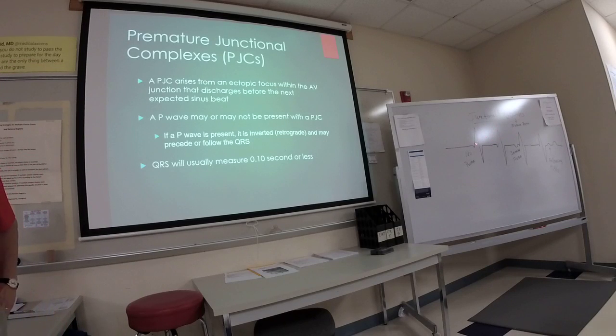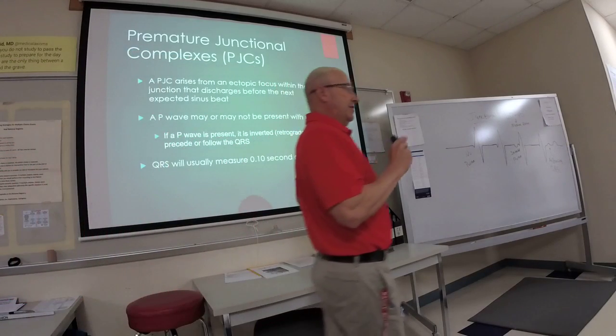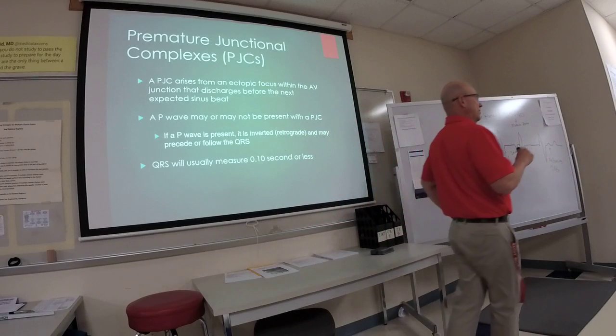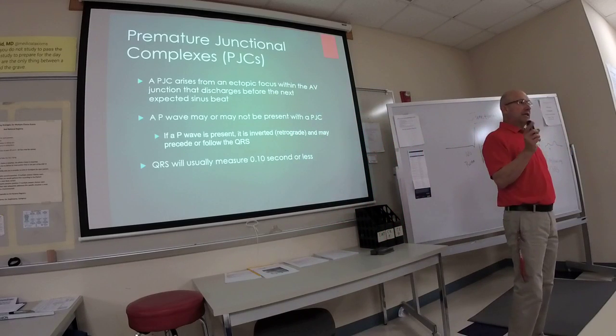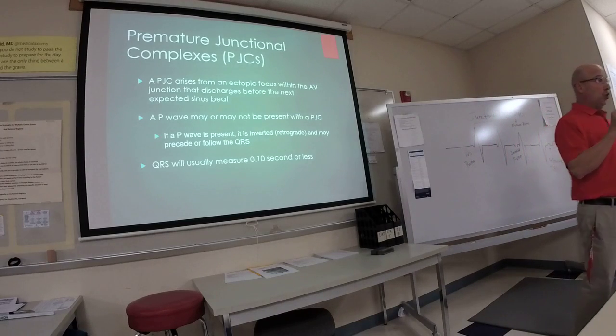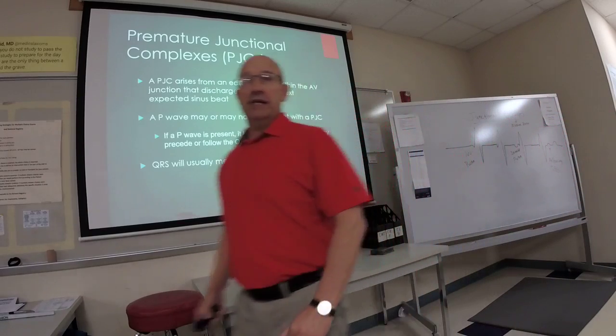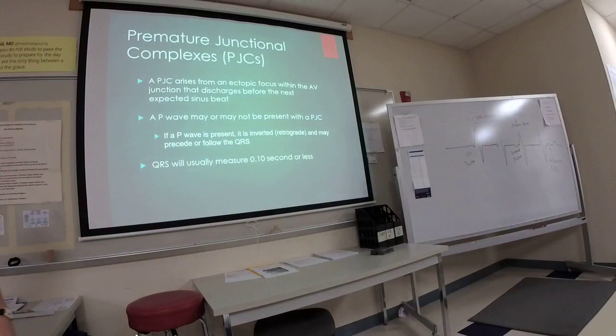So you can identify this as junctional because there's no P wave. Remember, a P wave signifies what? SA node depolarization, or atrial depolarization. You're correct with that. There's a different term. So atrial depolarization or SA node depolarization. There's no SA node activity, so there's not going to be a P wave. If there's an SA node, then you'd have a P wave.